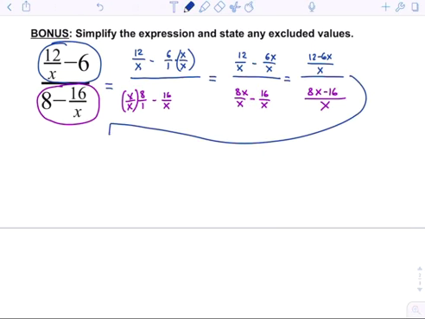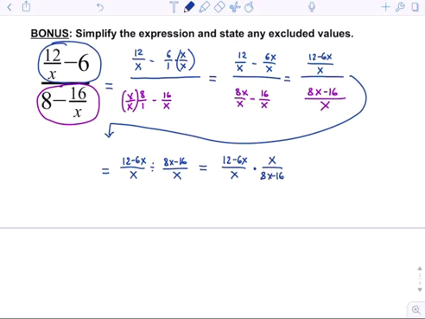Okay, I'm going to move this down over here. Notice that this one is a division sign between two rational expressions. So 12 minus 6x, this is just the numerator portion, all over x, divided by this whole thing, 8x minus 16 all over x. We make that division sign into a multiplication, but then that means you have to take the reciprocal, or flip, the other one.